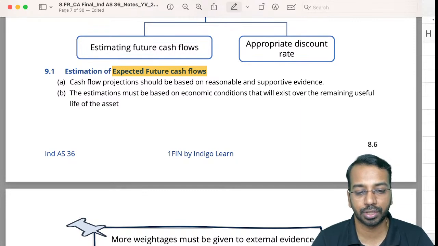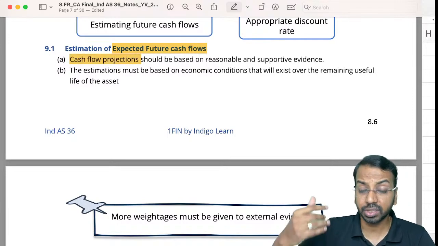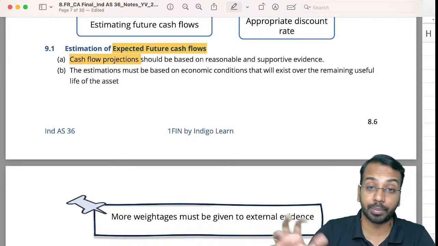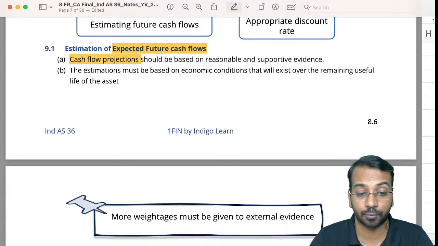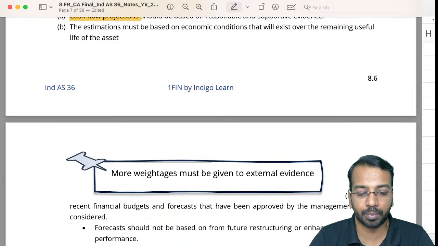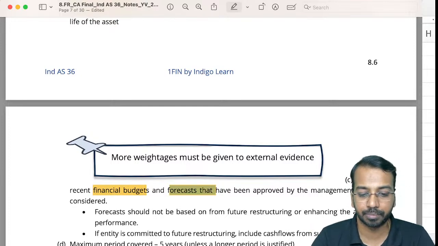You use cash flow projections based on evidence, right? Then you look at what is the management doing in terms of budget, and using the budget and all, you can estimate the cash flows. Then you can use the most recent financial budgets and forecasts that have been approved by the management.